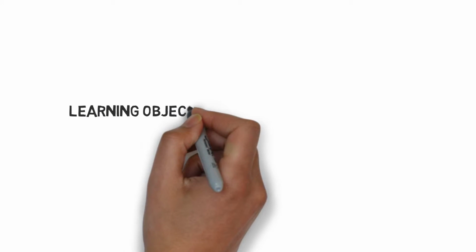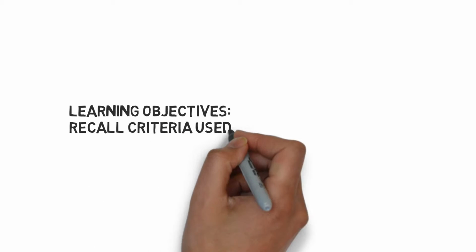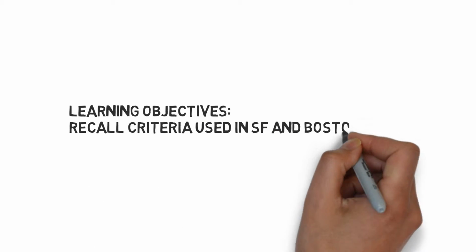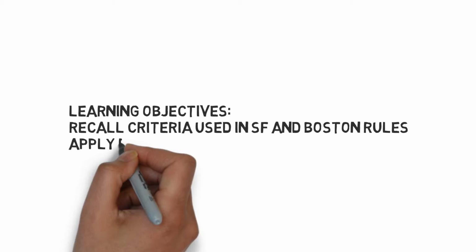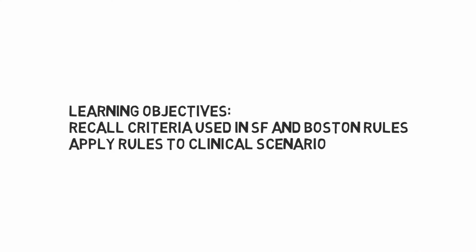Now let's talk about the San Francisco and Boston syncope rules. By the end of this video, you should be able to recall the criteria used in the San Francisco and Boston syncope rules, and to apply the rules to determine whether a patient meets the criteria.